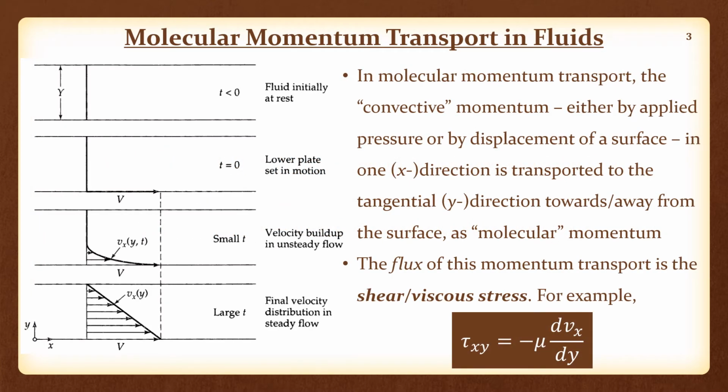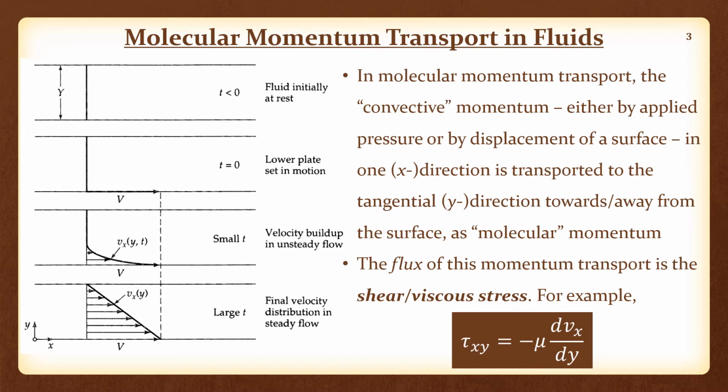In molecular momentum transport, this picture on the left side shows fluid flow. This is taken exactly from the previous lecture on fluid flow as an example. The picture is from Bird-Stewart-Lightfoot, Transport Phenomena, chapter 1. In molecular momentum transport, the convective momentum. Where did this x momentum come from?